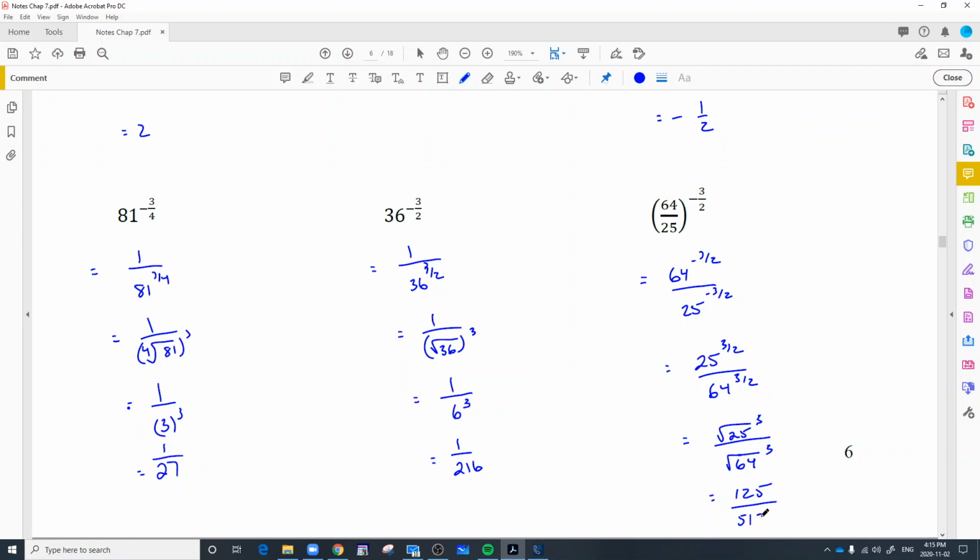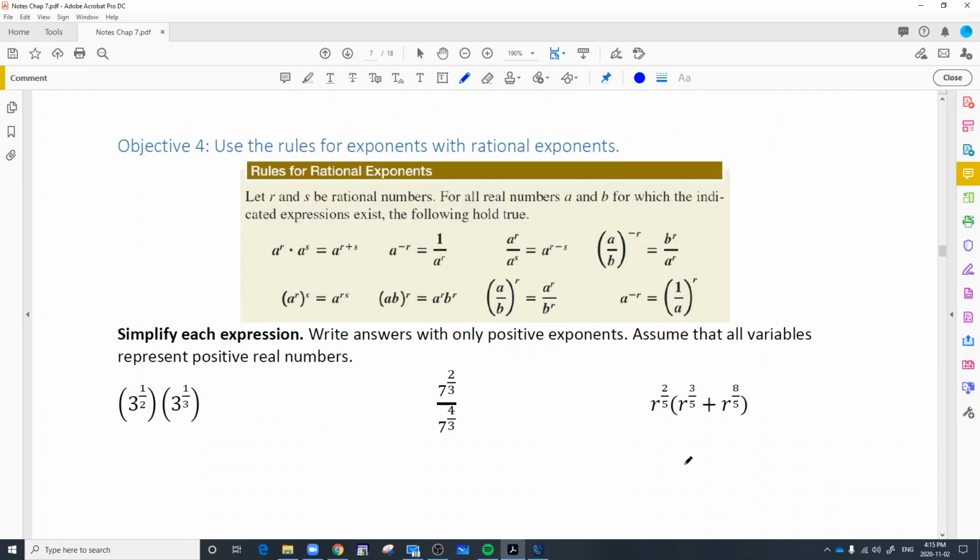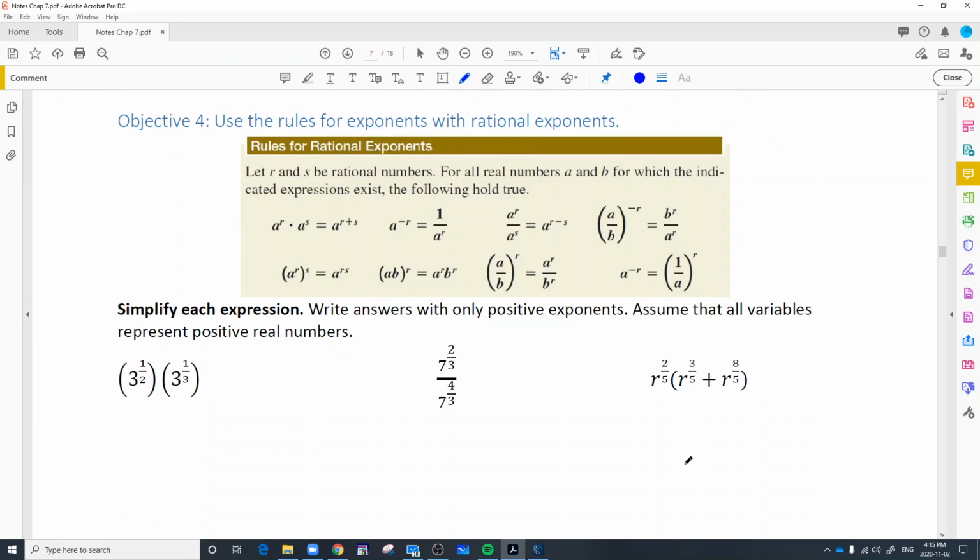So for the final answer, you always want to make sure that if you can simplify 125 over 512, you do. There's no number that goes into both, and so that would be your final answer. All right, we're going to take a break before we apply the exponent rules.